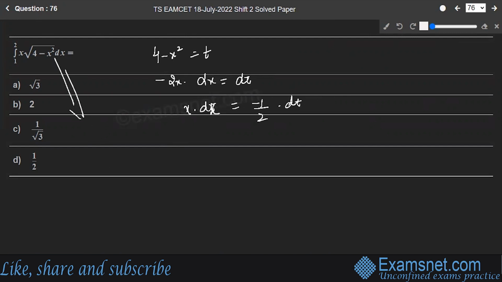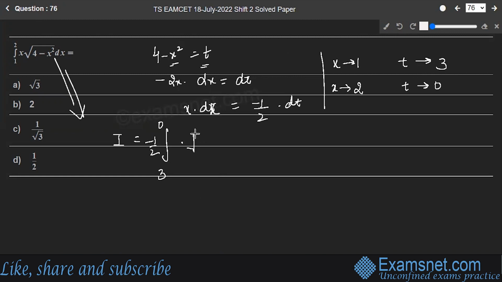So the integral will become now. Also, let's talk about the limits. When x is approaching 1, t will approach 3. Similarly, when x is approaching 2, t will approach 0. So the limits also will be changed. The limits will be 3 to 0, minus 1 by 2 into root of t dt.